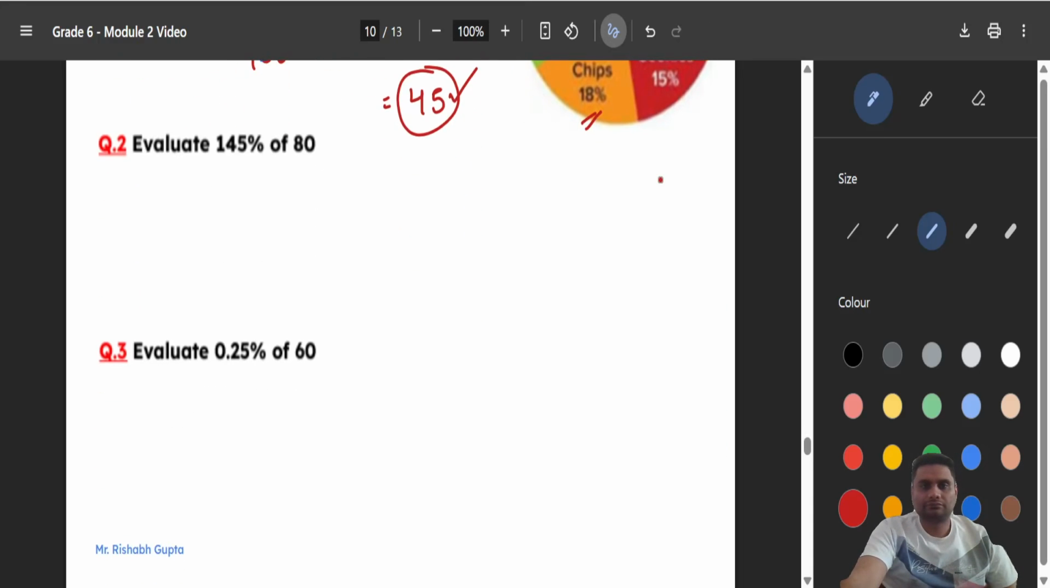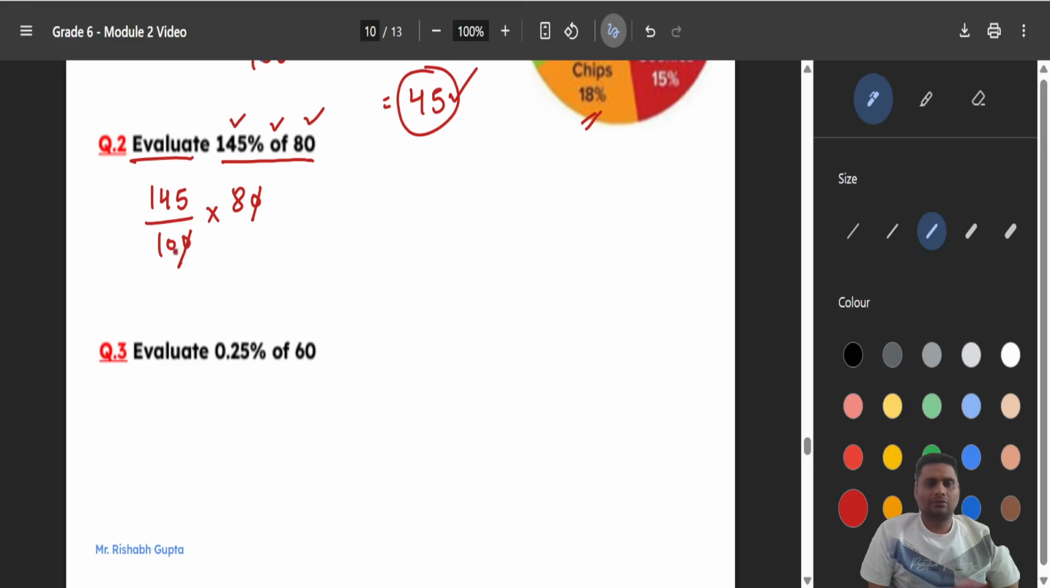Next question. Evaluate, that means find the value of this expression. 145% of 80. So 145% means divided by 100, of means multiply, and here 80. Now again one 0 in the last, one 0 in the last, finished. Correct? Now here, can I do division? See, do you see 8 and 10? Let me write it like this: 145 times 8 over 10.